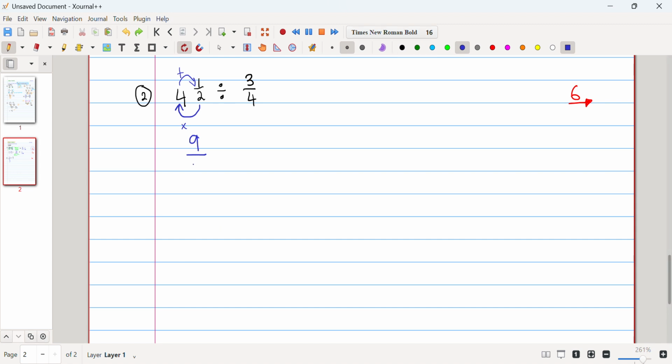9 over 2, because our denominator stays the same. And then the first step, rather: when you have a division question with fractions, please do the following. You change the sign, which is divide, into times. You change it into a multiplying sign, and then you are going to swap these numbers around.